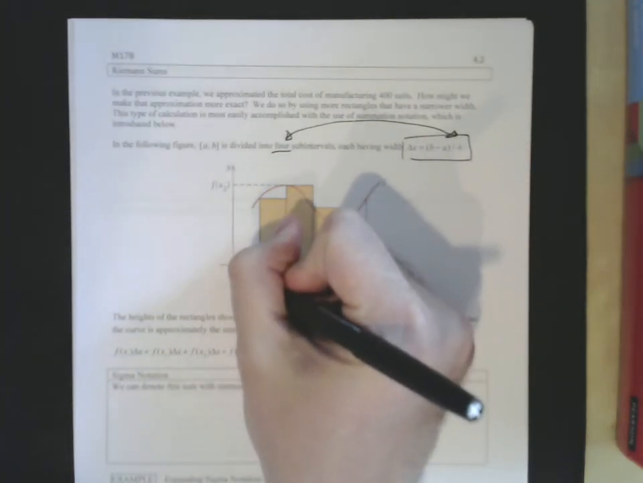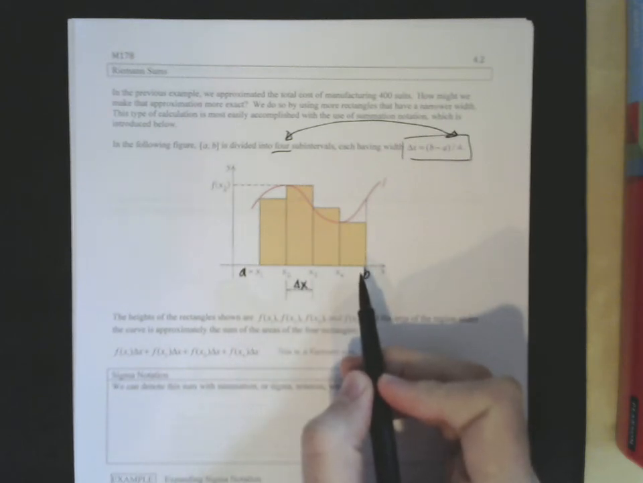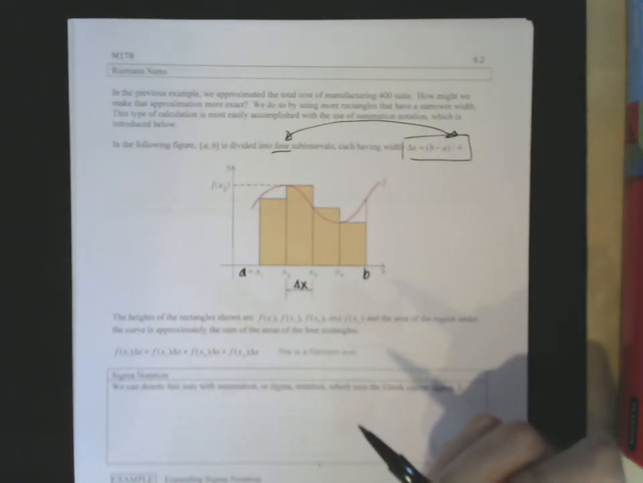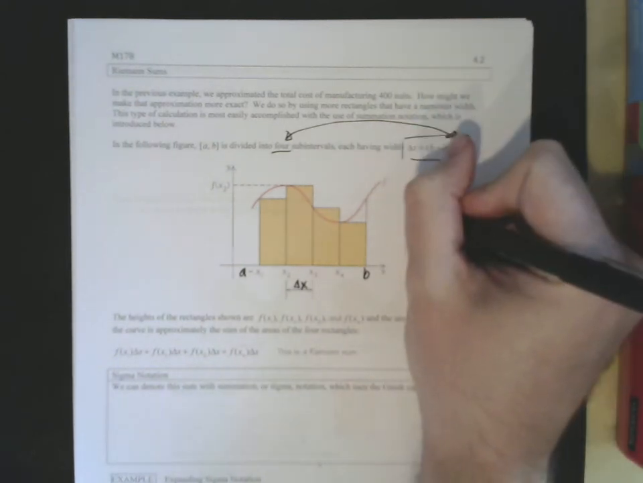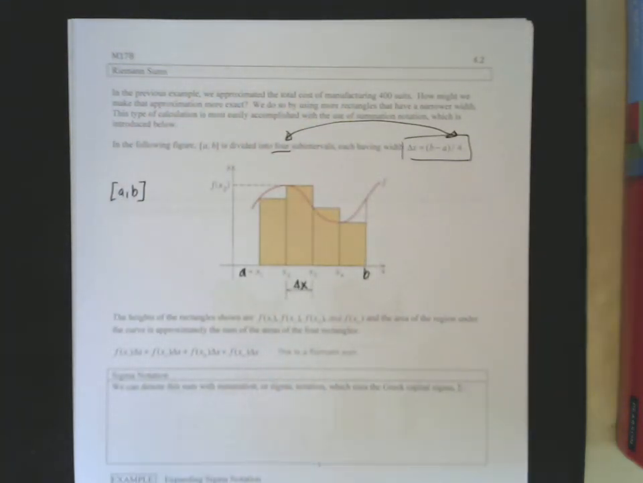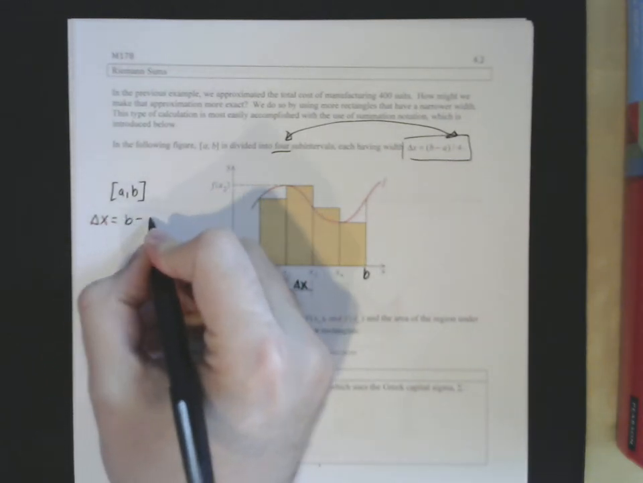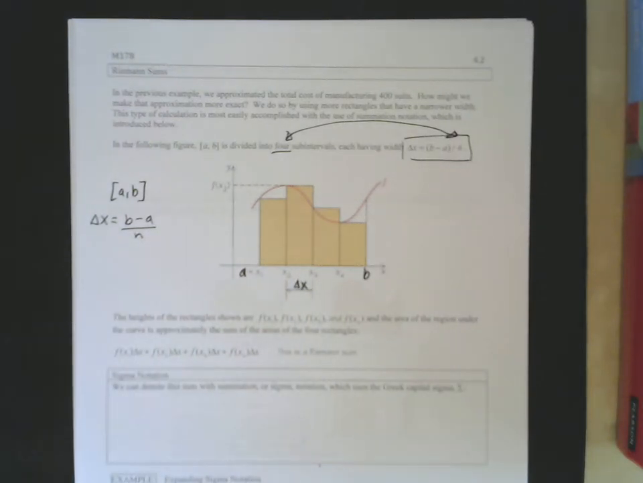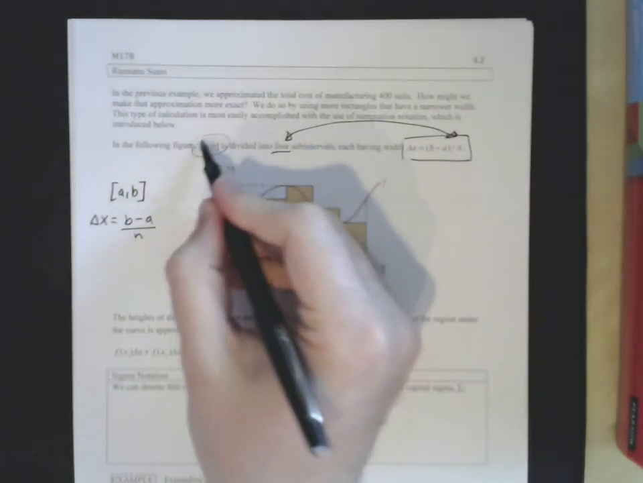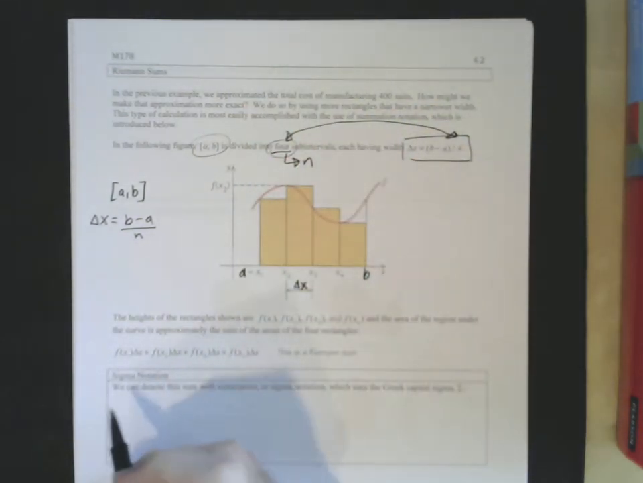B minus A: this is B, and this is A. A is always where we start, B is always where we finish. So that's where that comes from. If you're told to find the area under the curve from A to B, you don't even have a choice: your delta x is always B minus A divided by the number of rectangles you want. This told us A to B, 4 subintervals. This is the n. So we always do B minus A over n. That's how you construct the intervals.